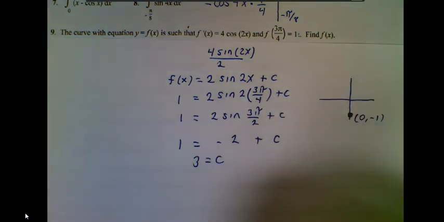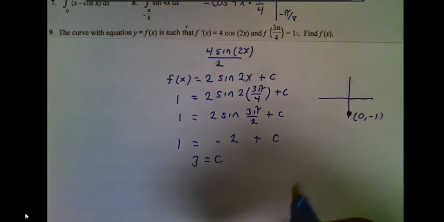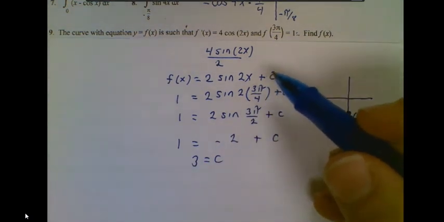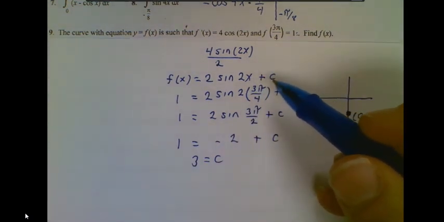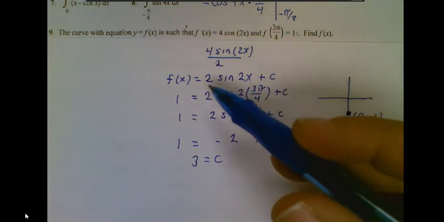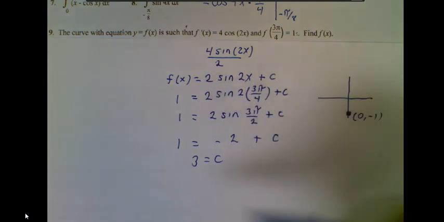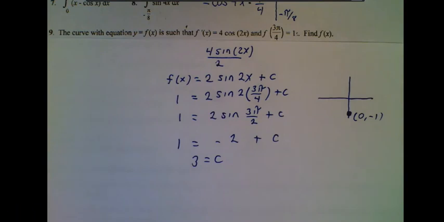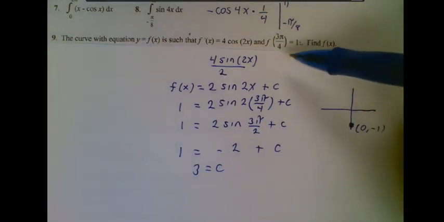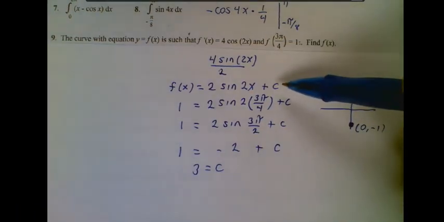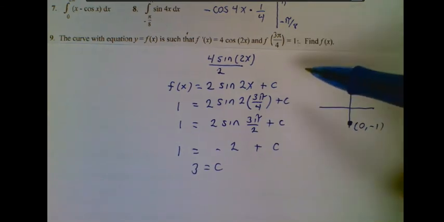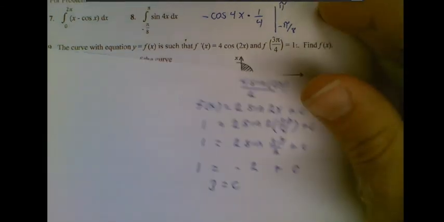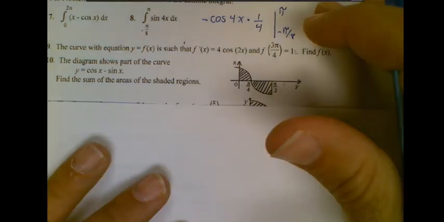We got our value for c, and now we can plug that back in right back to this guy to finish it off and have our answer. So we would just write it as 2 sine 2x plus 3 as our answer. Without that information right there, that would have been my answer, but since they gave me this, I can go farther and solve for c. So moving on, number 10.